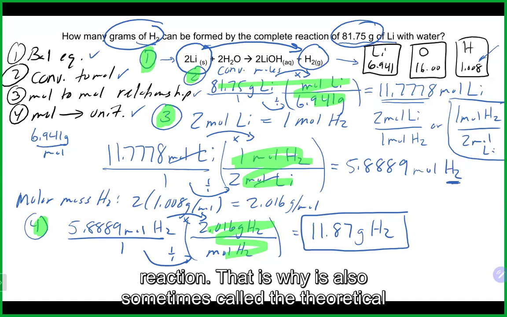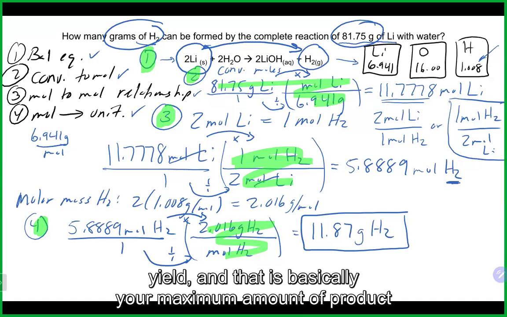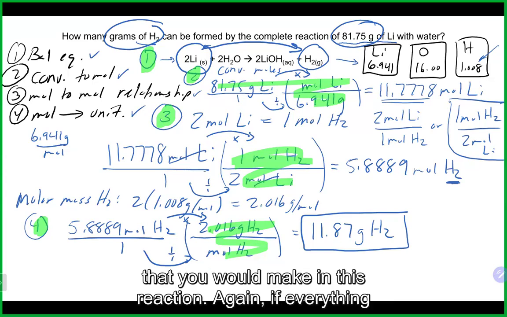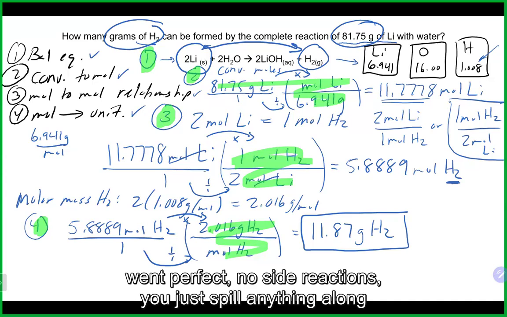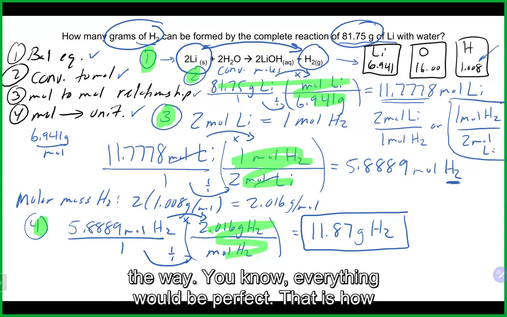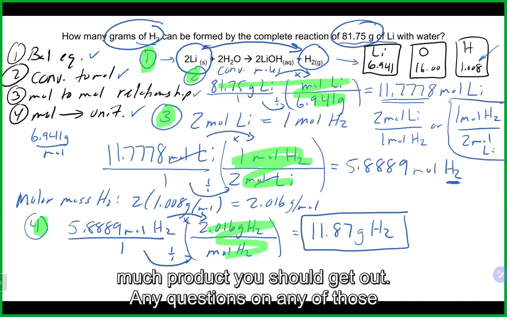That is why it is also sometimes called the theoretical yield. And that is basically your maximum amount of product that you would make in this reaction. Again, if everything went perfect, no side reactions, you didn't spill anything along the way, that is how much product you should get out. Any questions on any of those steps there?